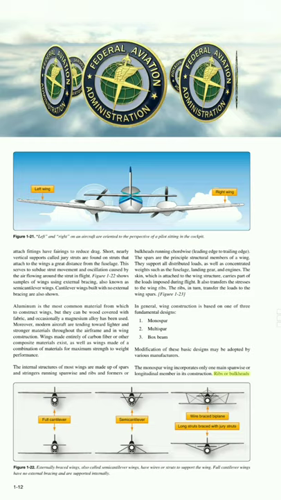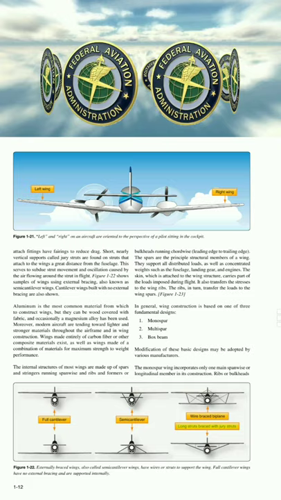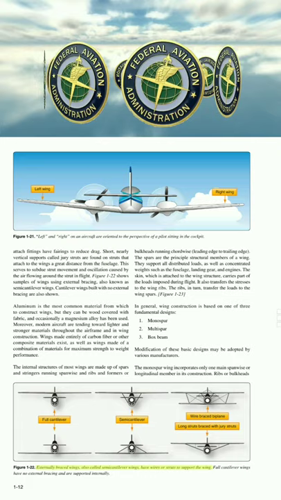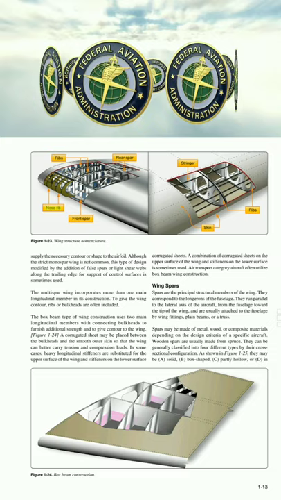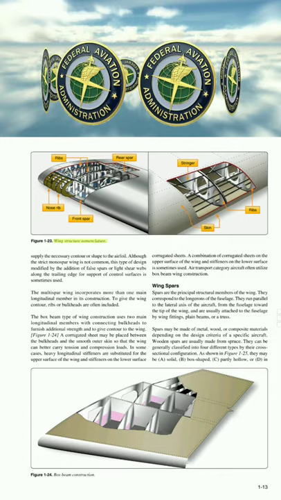Ribs or bulkheads. Full cantilever. Semi-cantilever. Wire-braced biplane. Long struts braced with jury struts. Figure 122. Externally braced wings, also called semi-cantilever wings, have wires or struts to support the wing. Full cantilever wings have no external bracing and are supported internally. Ribs, rear spar, stringer, nose rib, ribs, front spar, skin. Figure 123. Wing structure nomenclature. Supply the necessary contour shape to the airfoil.